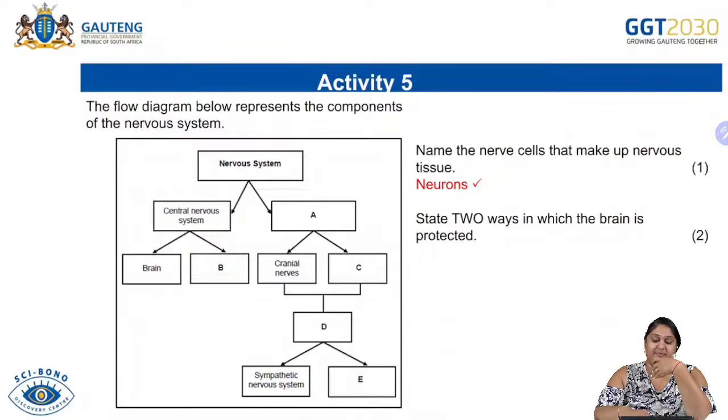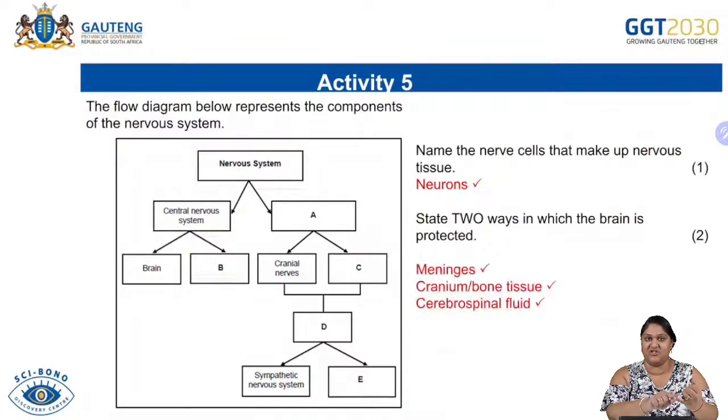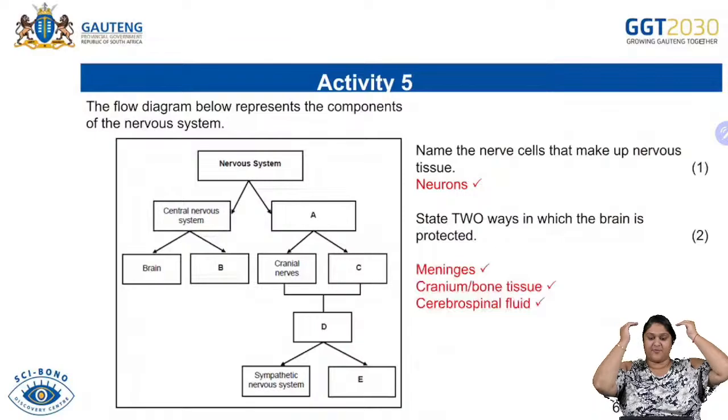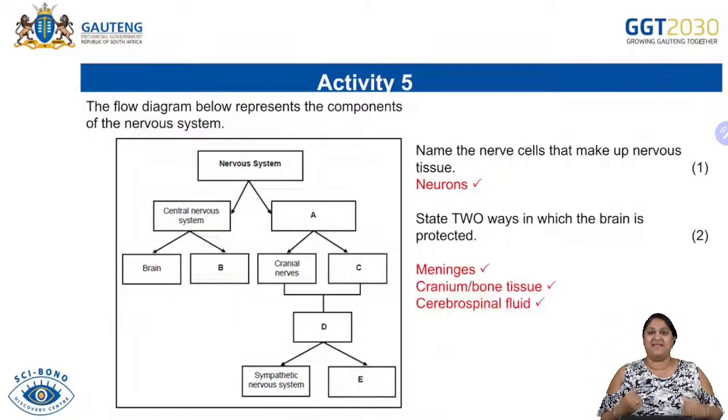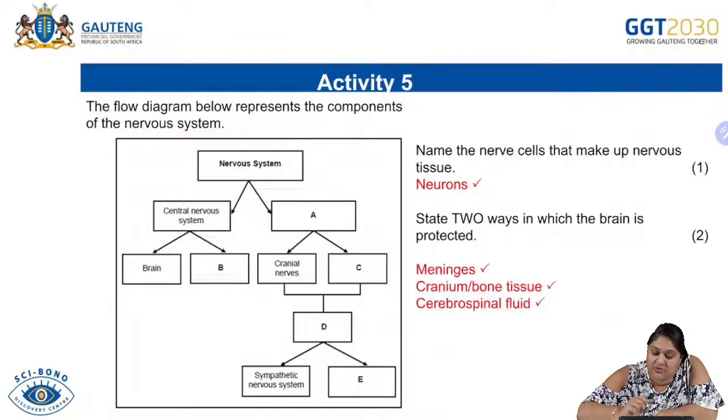Say 2 ways in which the brain is protected. It's protected by meninges. Okay, meninges are the different layers of the brain. It's protected by the cranium, which is this part, the brain tissue. This is the cranium. It's the part that houses the brain. And it's also protected by cerebrospinal fluid, which is found in the brain. Okay, you need to talk about the brain specifically, so you cannot talk about anything else here, only these 3 things.